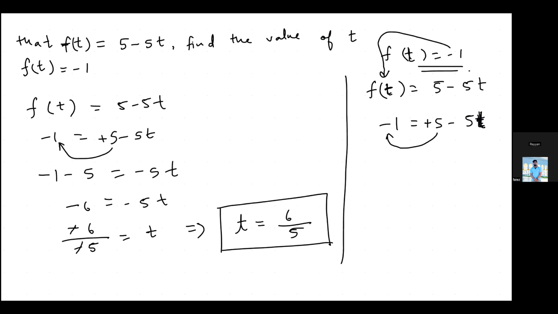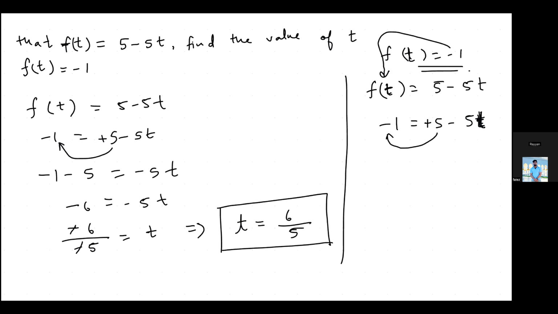There are two ways. First, I repeat, you can take this plus 5 to the left hand side and the plus 5 will become minus 5. That is the rule. The sign will change. If something is in minus, it will become plus. If something is in plus, it will become minus. If something is in multiplication, it will go and divide. If something is in division, it will go and multiply.